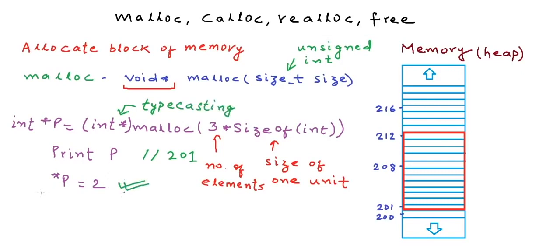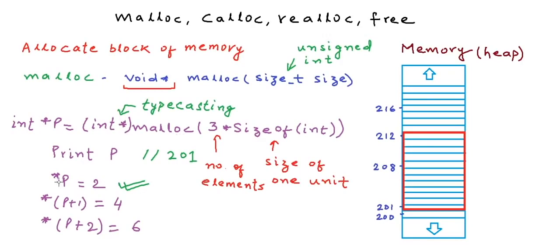If we want to assign some value to the second integer in this list, then we will dereference the address p plus 1. Let's say we write the value 4 here, and if we want to access the third integer, then we will write something like this. Let's say the value is 6 here. By asking for a memory block for 3 integers, we are basically creating an array of integers with 3 elements.